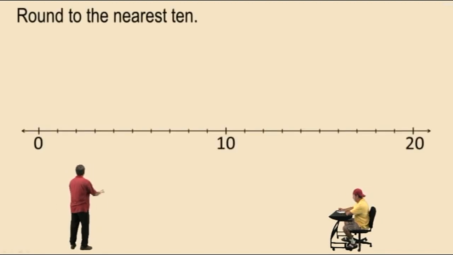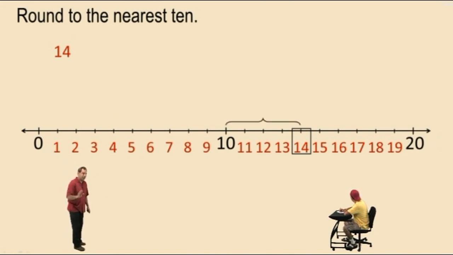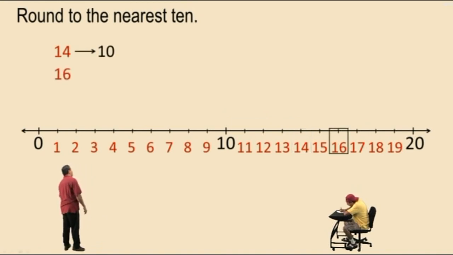Round to the nearest 10. So here's a number line with 10s on it, right? And we're going to round numbers in between these 10s to the nearest 10. Watch. Let's begin with the number 14. Now 14 is right in between 10 and 20, but it's closer to the 10. And so we say 14 rounds to the 10. That's the nearest 10.